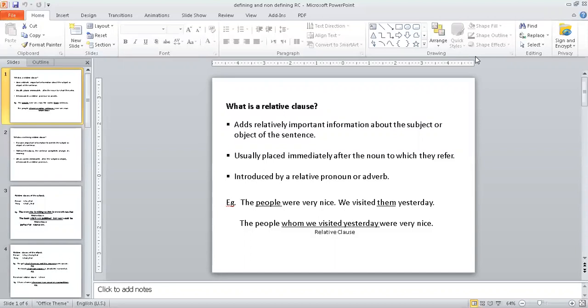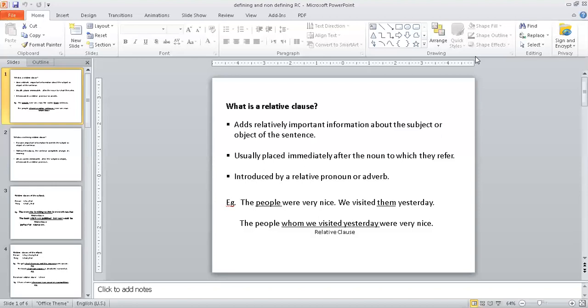Okay. Today we are going to be talking about defining versus non-defining of relative clauses. So let's get started for our topic today. First, let's define what a relative clause is. A relative clause adds relatively important information about the subject or object of the sentence.